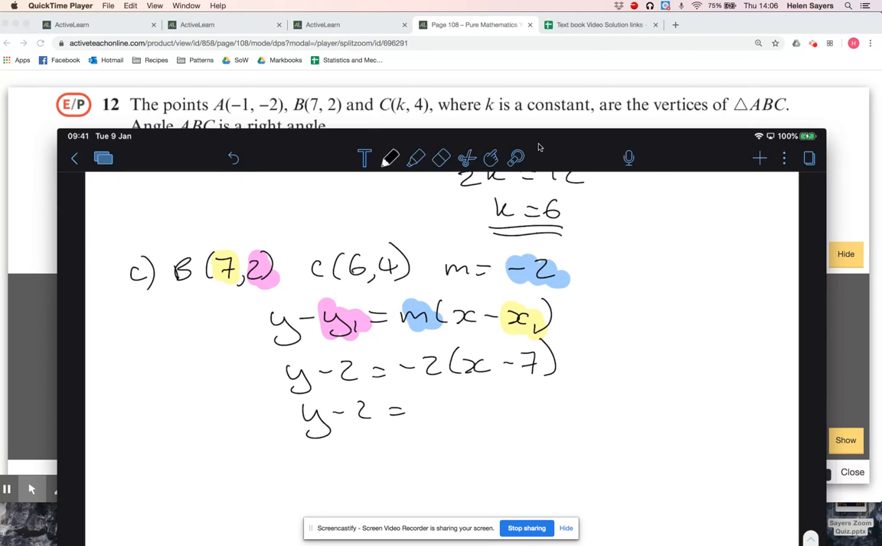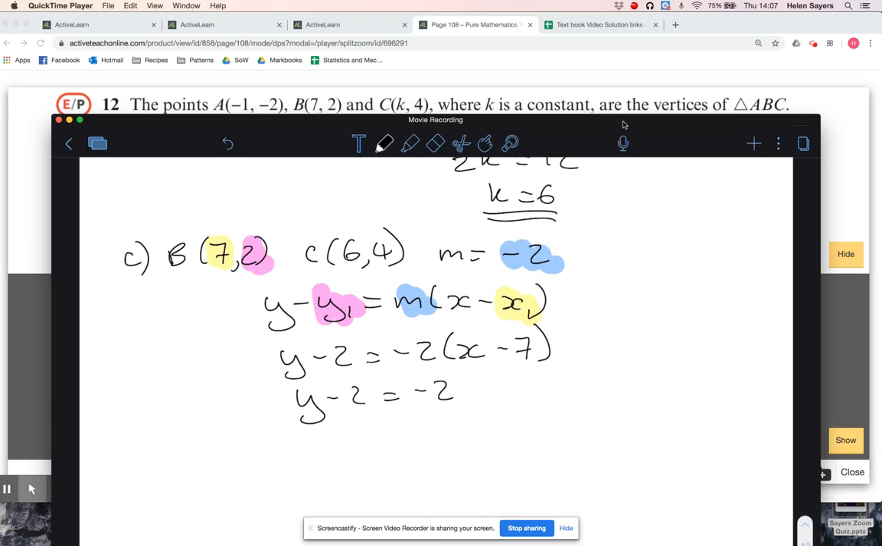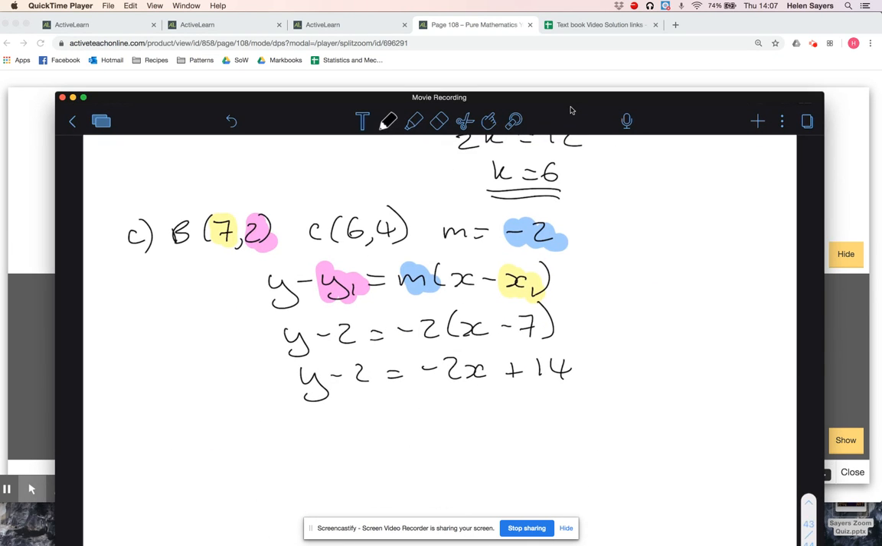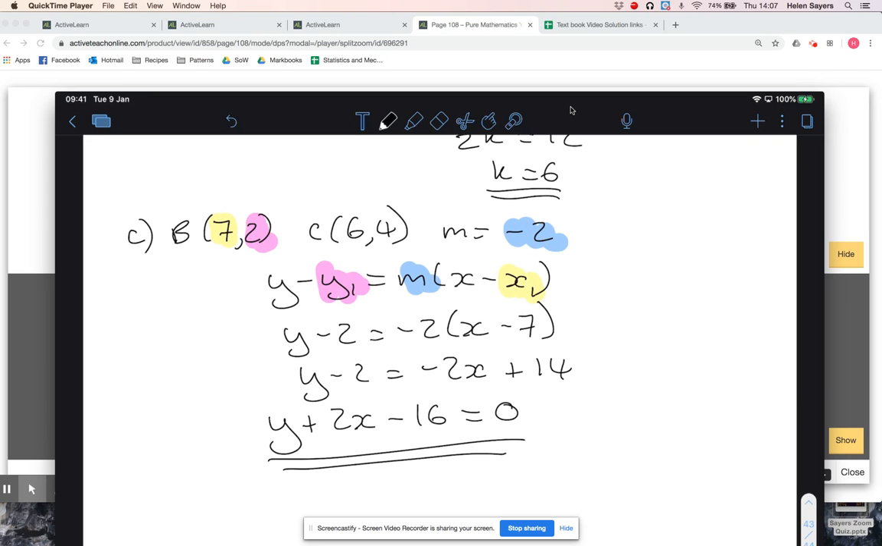So y minus 2. Hang on, am I just finding the equation of the line? Yes, I'm just finding the equation of the line. Let's multiply those brackets out. Multiplying those brackets out gives me minus 2x plus 14. They wanted it all equal to 0, so they want everything on the same side. So let's add the 2x over and minus the 14. Okay, that's the form they wanted it in.